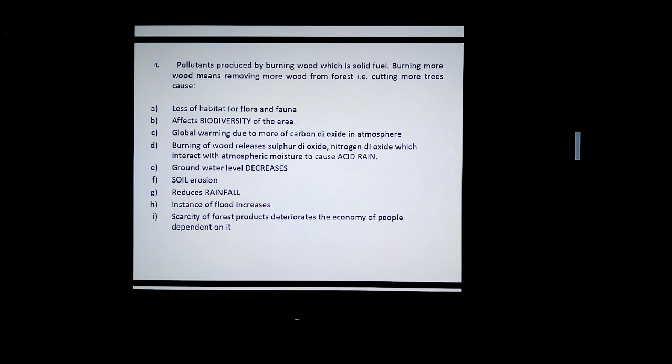Soil erosion will take place, that is, topsoil will be washed off, the fertility of the soil goes away, and soil organisms will die. It reduces rainfall, instances of floods will increase, and again the increase of flood causes soil erosion, and scarcity of forest products deteriorates the economy of people who depend on it, that is, those who live in the forests and the tribals. They all depend on the forest, no? They cannot survive anymore. Their products will be decreased, like honey, wood, firewood, all that will become decreased.